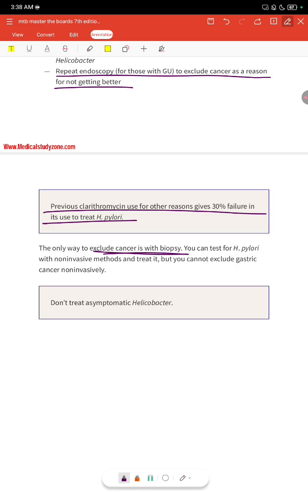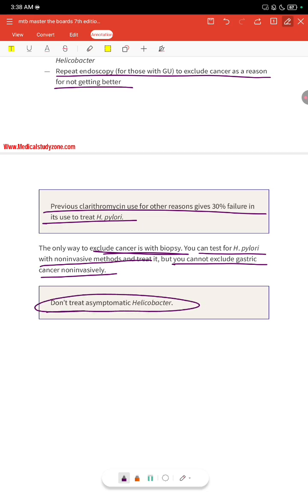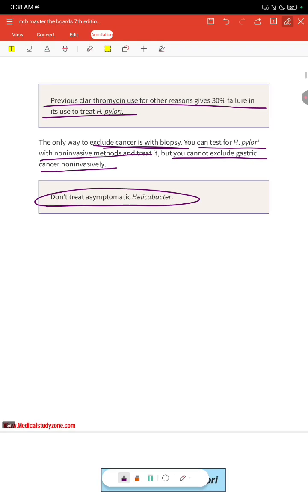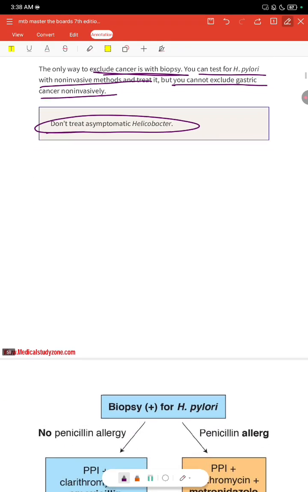This is an important point. You can test for H. pylori with non-invasive methods and treat it. But you cannot exclude gastric cancer non-invasively. This is the point. Don't treat asymptomatic Helicobacter. If it is not causing problems, do not treat it.